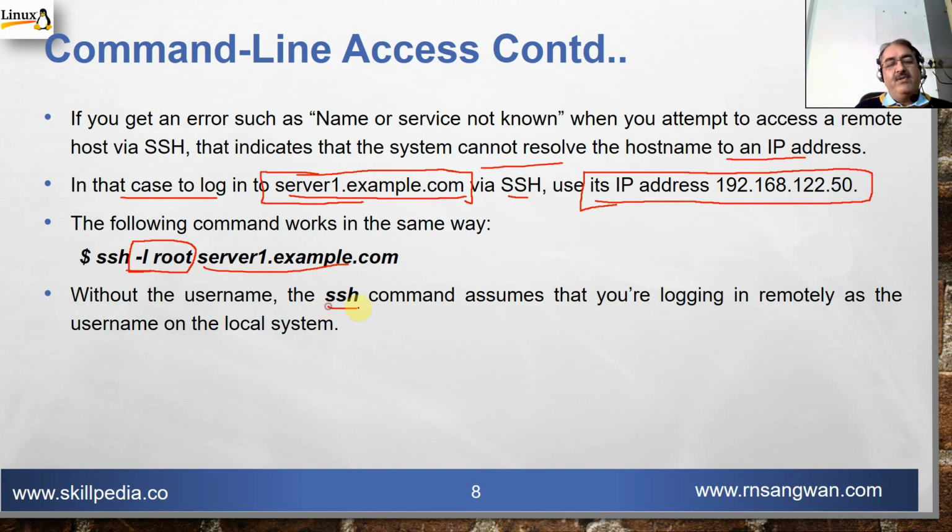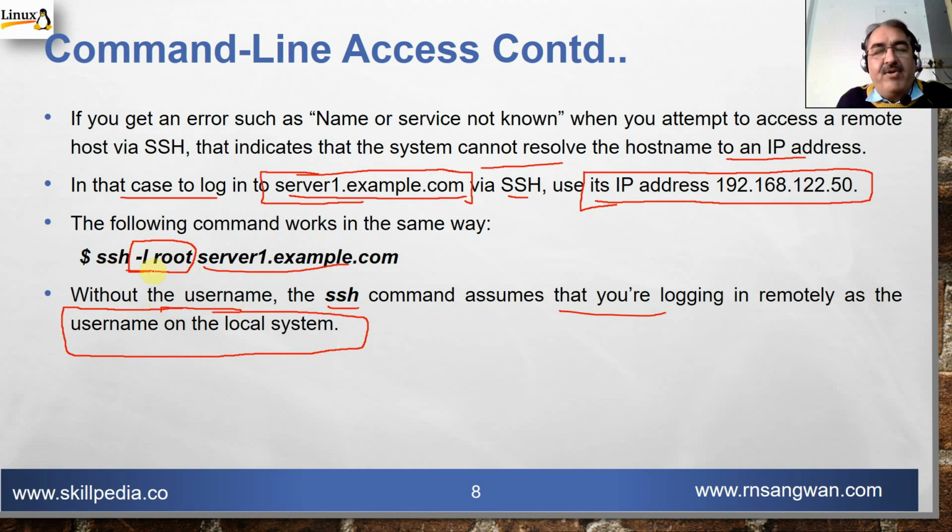Without the username, the ssh command assumes that you are logging in remotely as the same username as on the local system. Interesting point: if I don't specify the username, it is optional. If I simply say ssh server1.example.com, that would mean I'm trying to log in on the remote machine as the current user on this machine. Which means if I'm logged in as Oracle user or Sangwan user on my local machine, and I use the same command to connect to my remote machine, that would mean I'm trying to connect as the Sangwan user only.